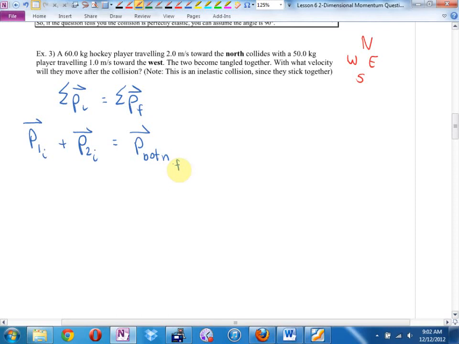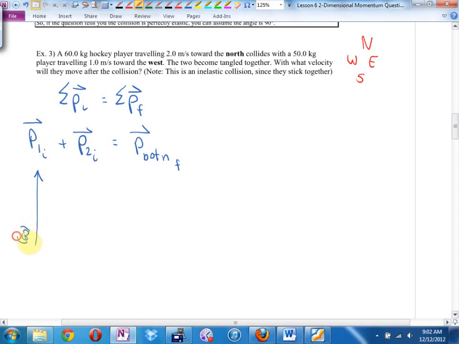What direction is player 1 traveling in? Vector. Oh, and not only that, I can even tell you how big this vector is, because momentum is what times what? Got to know that. Momentum is what times what? Mass times velocity.